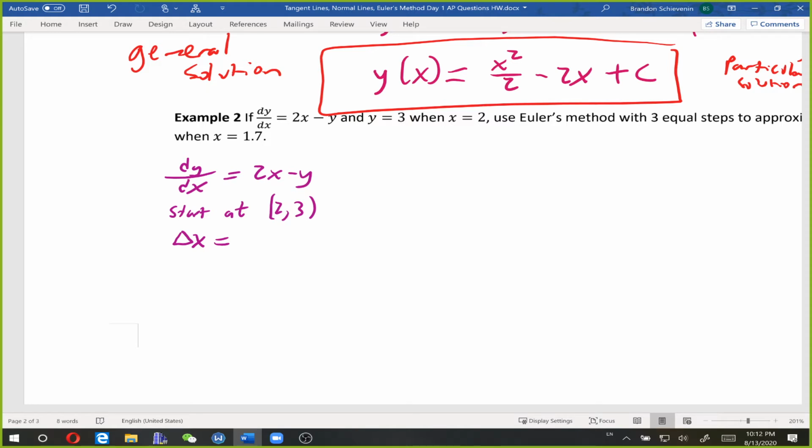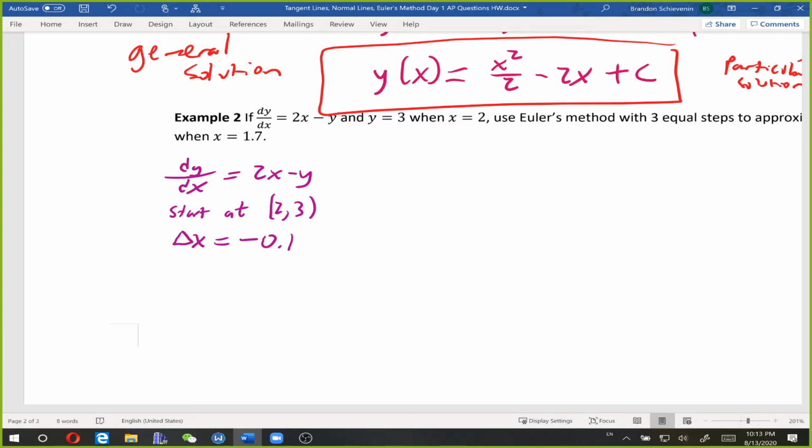0.1. Really close. If it was 0.1, then I would go 2.1, 2.2, 2.3. Negative 0.1. Negative 0.1, perfect. Okay, so that's everything we need for Euler's method.